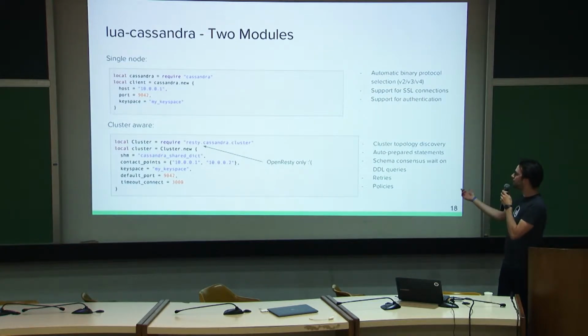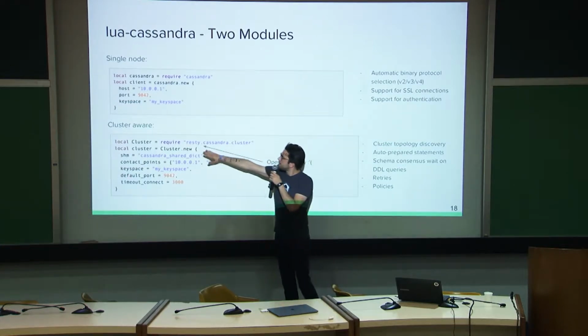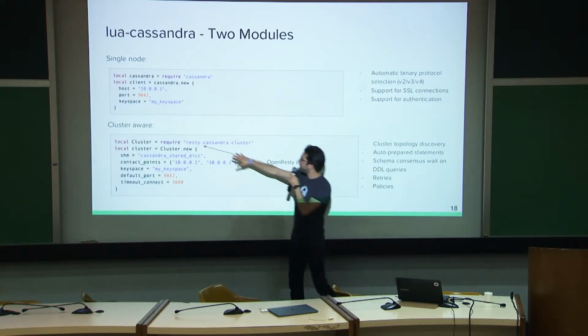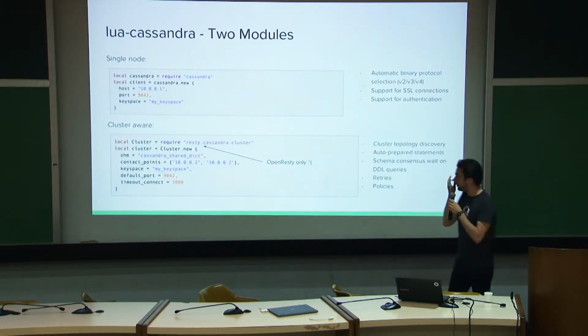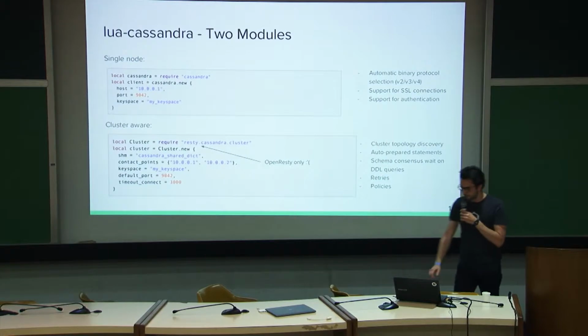And so the cluster module is only compatible with OpenResty, and we're going to come back to this, but it does really nice things. It discovers the topology of your cluster. It has auto-prepared statements, so the way you prepare a statement is you just pass a boolean to the function. You have schema consensus wait for the DDL queries, and retry policies and load balancing policies. So we have this Cassandra module, and then another namespace that is prefixed by Resty, which is our OpenResty-only cluster module. Ideally, I want to implement Cassandra cluster, which raises some issues, but would basically be a Cassandra driver that supports clustering for pure Lua. But let's come back to it later.